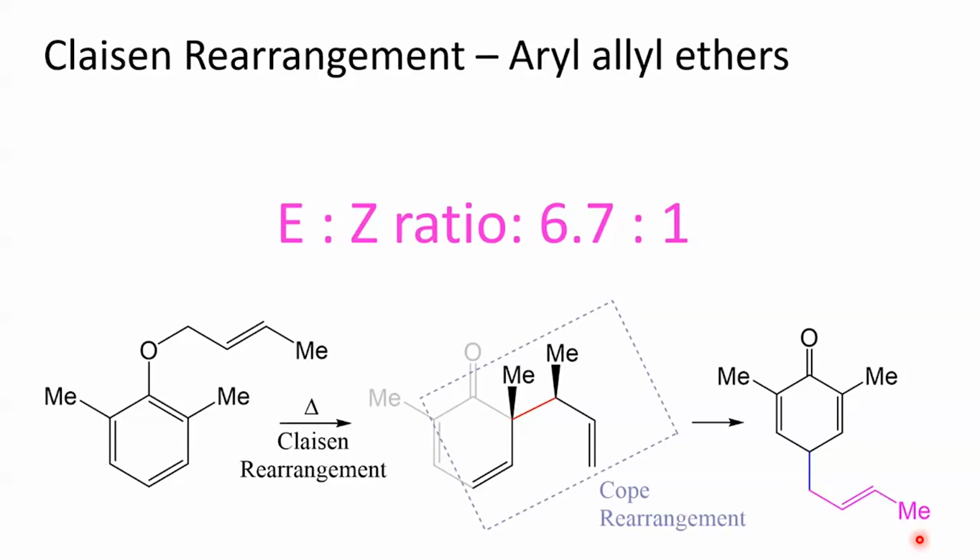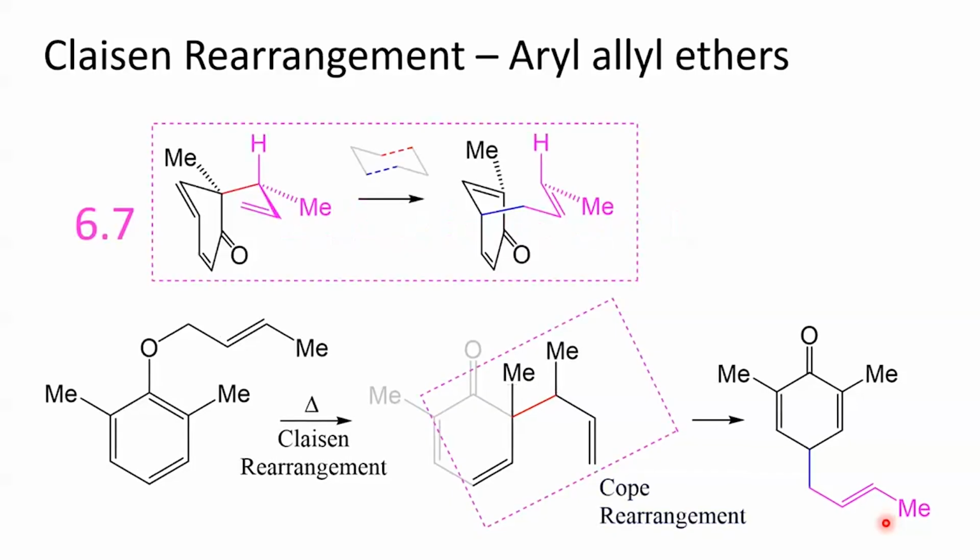Now, if you were to do this experimentally, this would be the major product that you would see with trans conformation of the double bond. However, there would also be a minor product whereby this side chain, shown in pink, would be in the cis conformation. And the ratio of conformers would be 6.7 trans to 1 in the cis conformation. And seeing as we're on a roll, we may as well have a look at why that is.